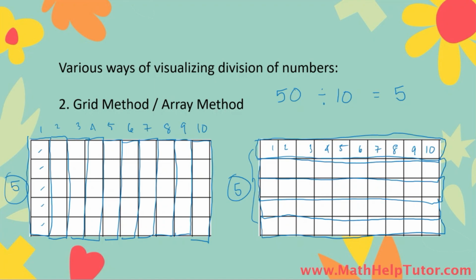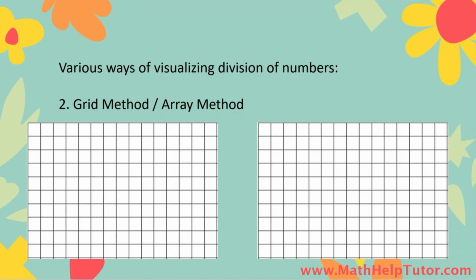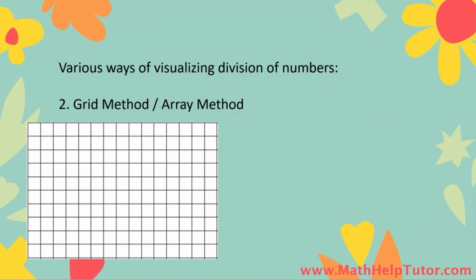Again, notice that if we do multiplication, 5 times 10 or 10 times 5 is equal to 50. So groups with 5 boxes in it multiplied 10 times is equal to 50 boxes. Same here, we have groups with 10 boxes in them and we multiply them 5 times, it gives us 50 as well. So this shows us the relationship between multiplication and division. Let's try another one with a larger number, say 150.